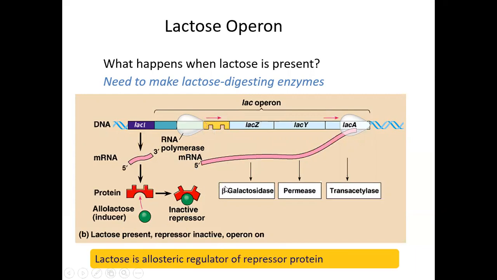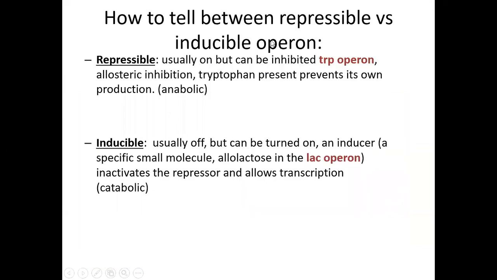So in terms of that, how to tell the difference between a repressible versus inducible? A repressible operon is usually on but can be inhibited, right? So think of the trp operon. Tryptophan actually shuts down the production, okay? When the cell has made too much tryptophan, it stops it. Inducible means it's usually off, meaning that whole metabolic pathway, reading those genes, is usually off, but it's only turned on when an inducer removes the repressor. In that case, lactose removed it.